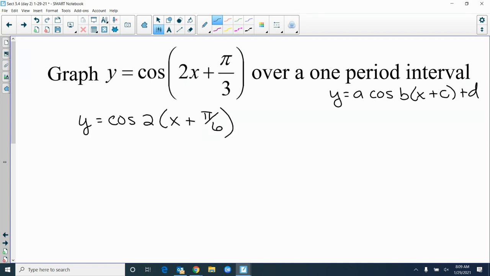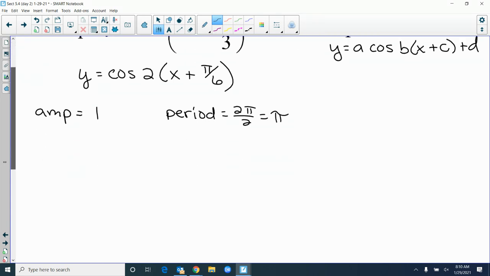So when you see that, and that happens a good bit, you've got to make sure you recognize that, pull that 2 out, and now we can figure out what's going on. Our amplitude is just 1, because there's no constant in front of the cosine. The constant has to be in front of the cosine to change the amplitude. The period is going to be 2 pi divided by 2, which is pi. So from the first point to the last point, it's going to be pi.